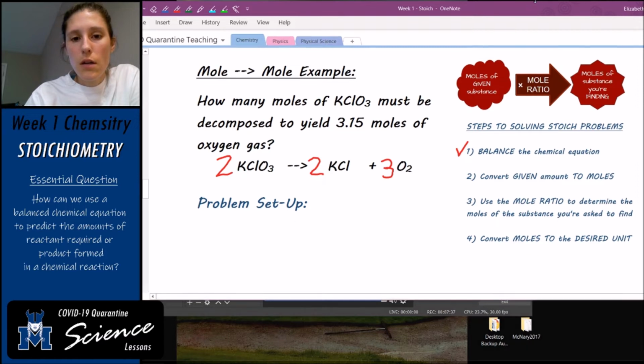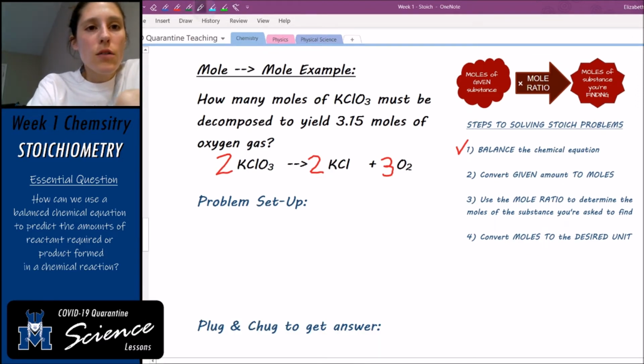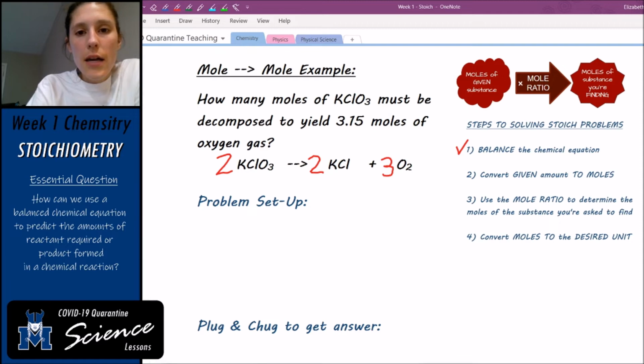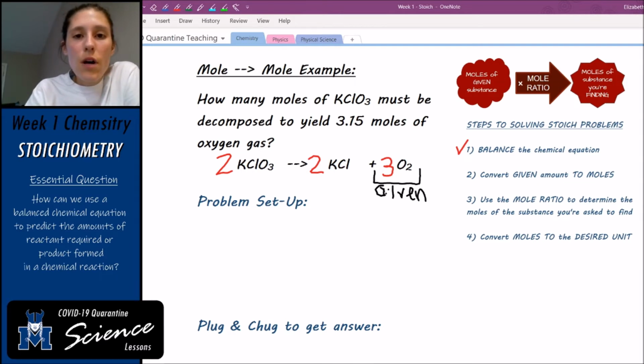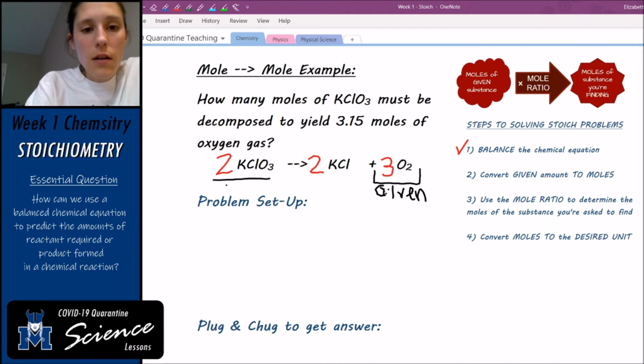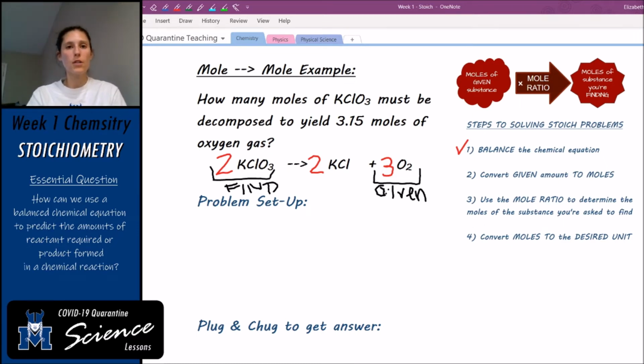Make this bigger. Okay, so I like to identify that I am given an amount of oxygen gas. So this is what I'm given. That is what I know. Okay, that's kind of tricky right there. Given, and what I'm trying to find is this. I'm trying to find KClO3. So those are the two kind of important parts of my chemical reaction, and I need to be paying attention to those two compounds.